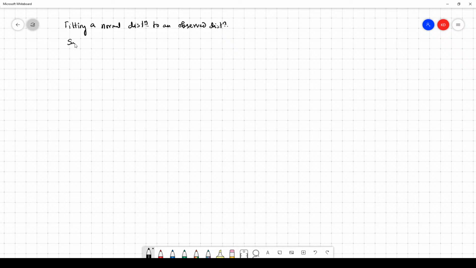Suppose X is a continuous random variable that follows normal with mean mu and variance sigma square. These are the two parameters of the normal distribution. We know the normal distribution is symmetric about the mean mu and it is a bell-shaped curve.